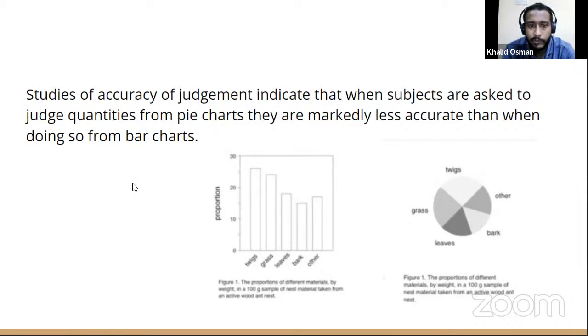Studies of accuracy of judgment indicate that when subjects are asked to judge quantities from a pie chart, they are markedly less accurate than when doing so from bar charts. So it's actually easier to manipulate results using a pie chart than a bar graph.